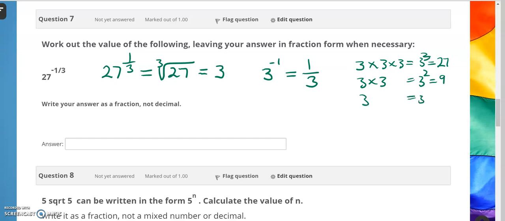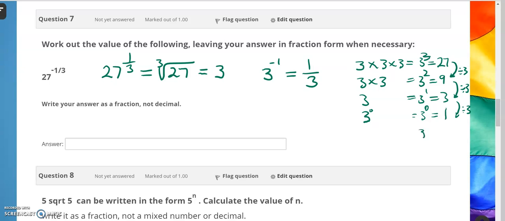3 in itself is 3 to the power of 1, which is 3. Now what you notice is we're dividing by 3 as we go down. As the powers go down, we divide by 3. So again, we're going to divide by 3 here when we drop the power by 1. So 3 to the power of 0 is going to be 3 divided by 3, which is 1.